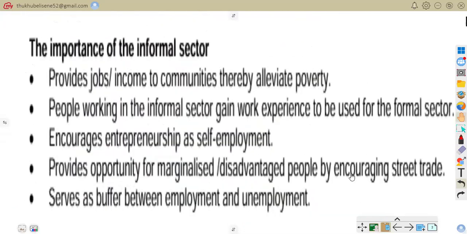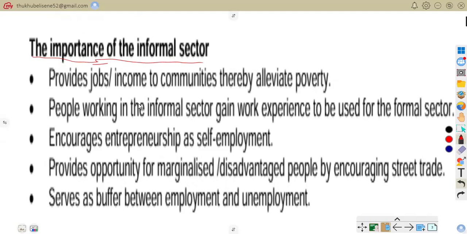So now we come to the importance of the informal sector.